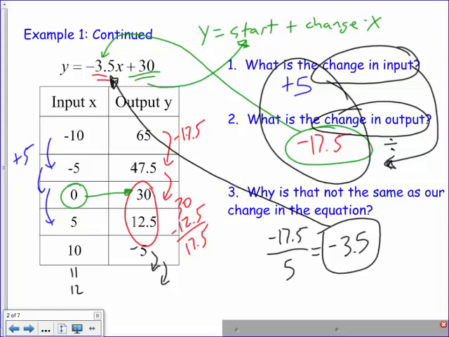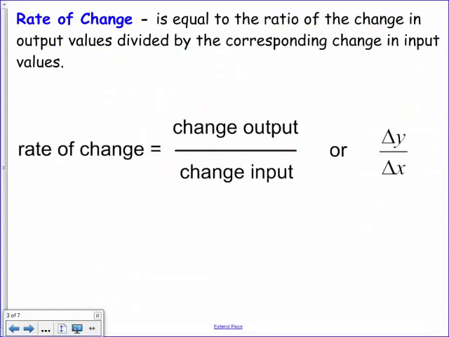We see that? So that should bring us to this. To find the rate of change, it's the ratio, which just means writing it as division, as a fraction, of the change in output values divided by the corresponding change in input values. To find the rate of change, which on our graph, we'll soon find out, is the exact same thing as slope, you take the change of the output and divide by the change of the input. Or a way you can write that, we use triangles for the word change.